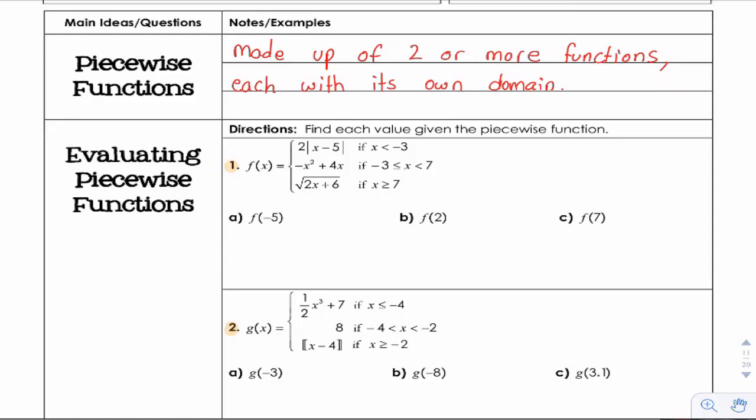But each of those pieces is going to have its own domain, and that's really going to be the key today: recognizing the domain of each piece, because that's going to determine how we evaluate and how we graph them. To get us started, we'll start with just the evaluating piece, and we'll move on to graphing.